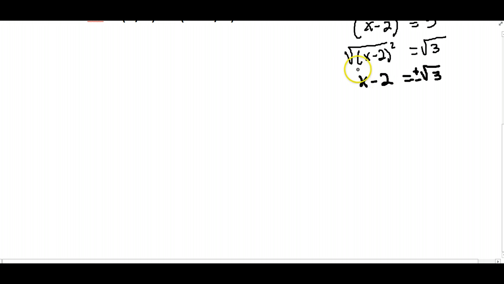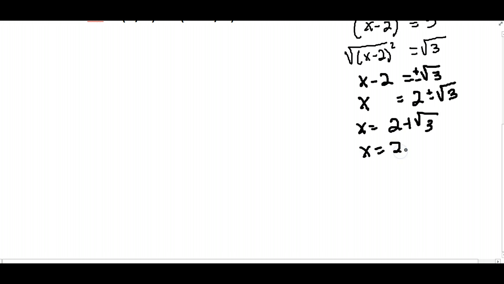So now we need to get the x by itself. So then we have x equals 2 plus or minus the square root of 3. And our answers, we have two of them. We have x equals 2 plus the square root of 3, and x equals 2 minus the square root of 3. And when we use a calculator and figure that all out, the approximate answers are about 3.73 and approximately 0.27.